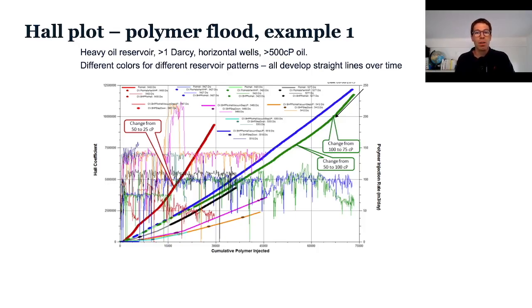So what does it tell us? It tells us that from 50 to 100 centipoise, it was already fractured, and that when we decreased the viscosity, we decreased the pressure in the reservoir, and then we closed the fractures.